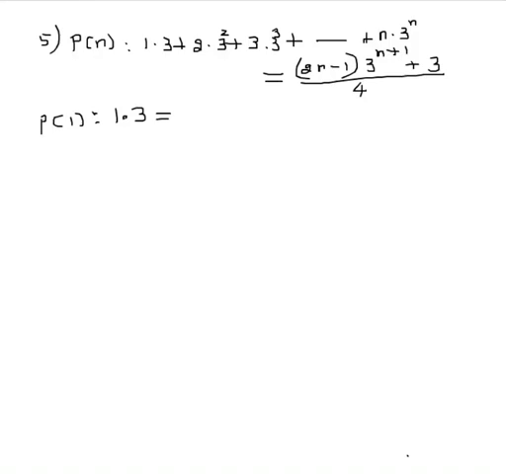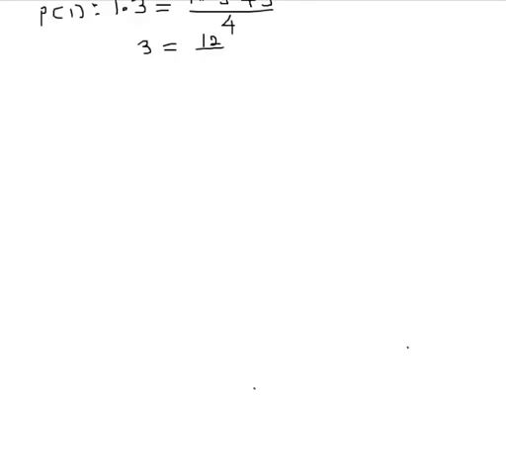Substituting n equals 1: 2 minus 1 is 1, into 3 power 1 plus 1, square, plus 3 by 4. This is 9, 9 plus 3, 12 by 4. So we get 3 equals 3. Therefore, p of 1 is true.